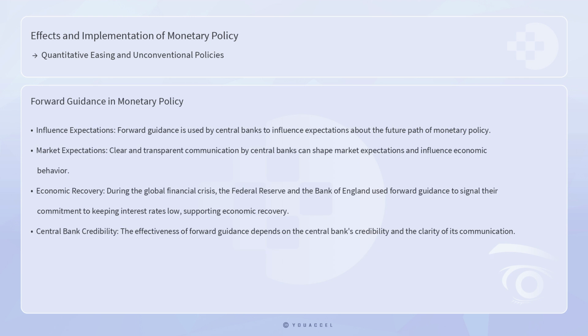Forward guidance is another unconventional policy tool used by central banks to influence expectations about the future path of monetary policy. By providing clear and transparent communication about their policy intentions, central banks can shape market expectations and influence economic behavior. For example, during the global financial crisis, the Federal Reserve and the Bank of England used forward guidance to signal their commitment to keeping interest rates low for an extended period, thereby supporting economic recovery. The effectiveness of forward guidance depends on the central bank's credibility and the clarity of its communication.